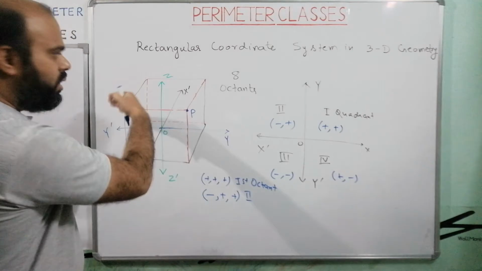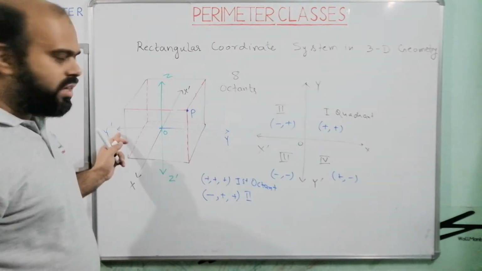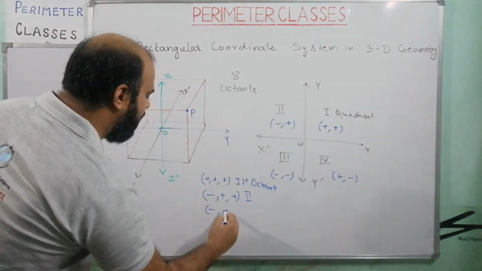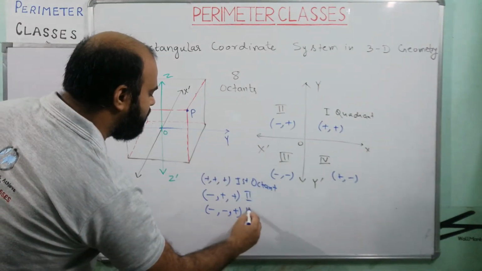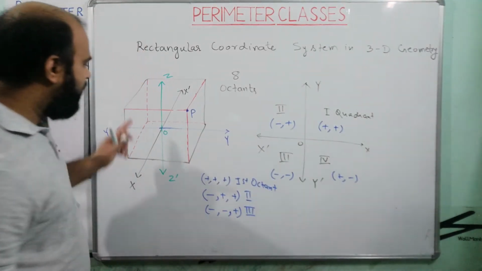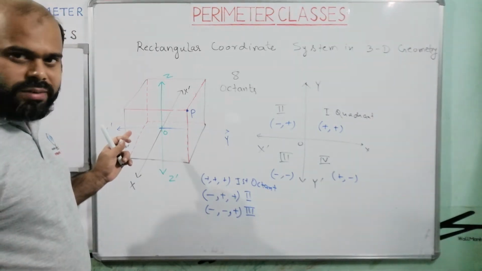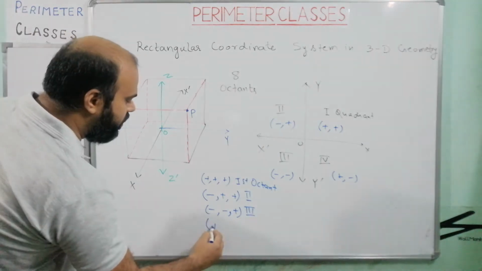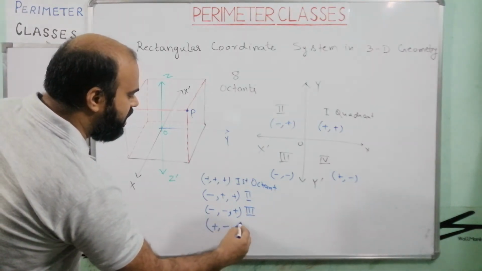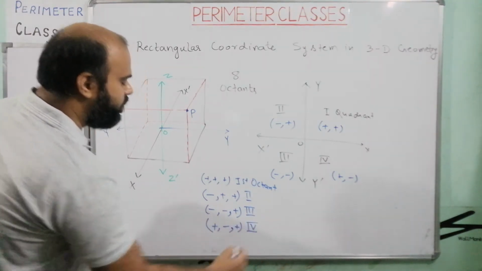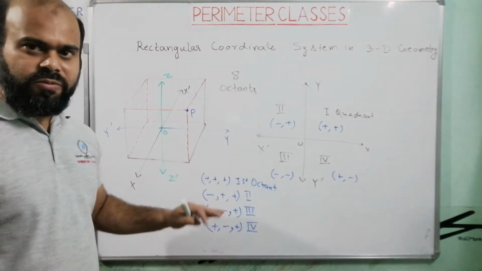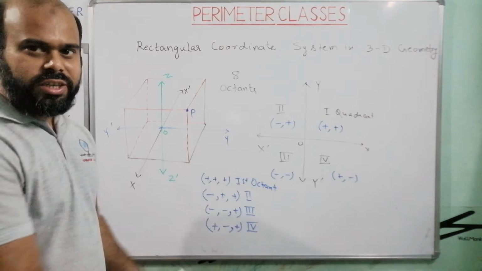If we come to the third octant, we see that y also becomes negative. So minus, minus and plus is the third octant. And finally we come to the fourth octant, and we see here that now x is positive and y is negative and z is still positive. So right now I have told you 4 octants. We will come to 4 more octants here.